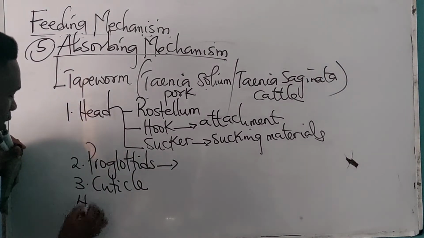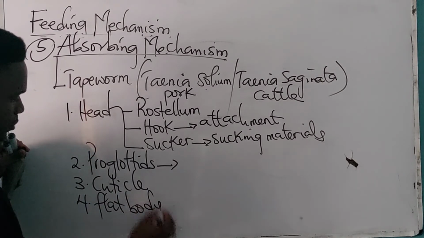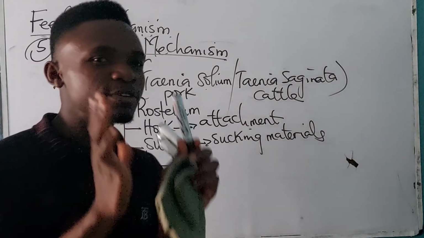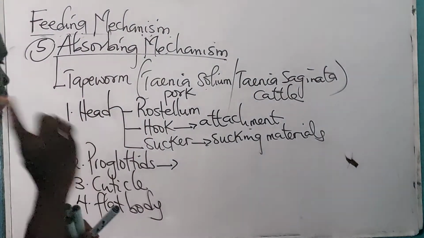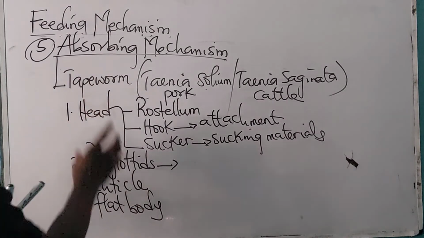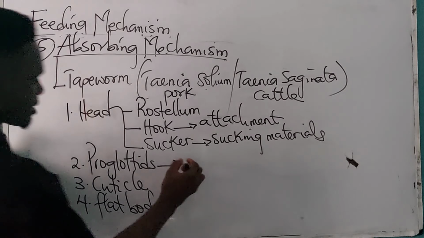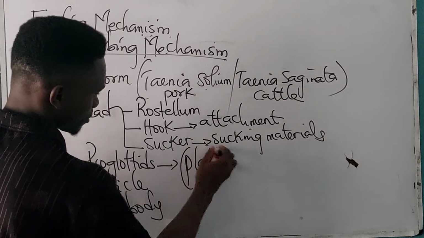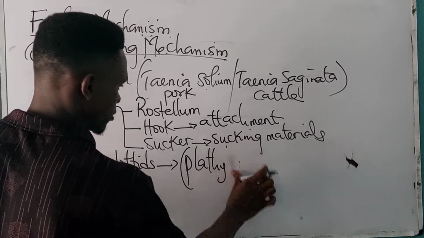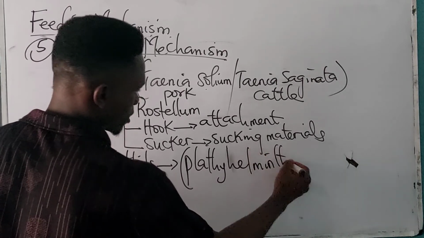And again, number 4, it has a flat body. That's why they call it a flatworm. This flat body provides a large surface area for the absorption of what? Food materials. So please, these are the features of the tapeworm. And of course, you know that the tapeworm is a platyhelminth.